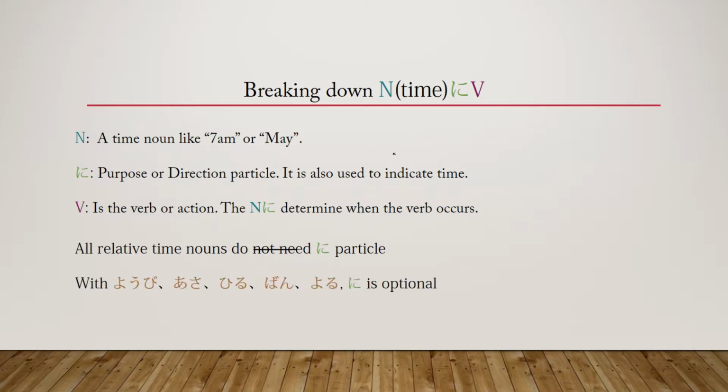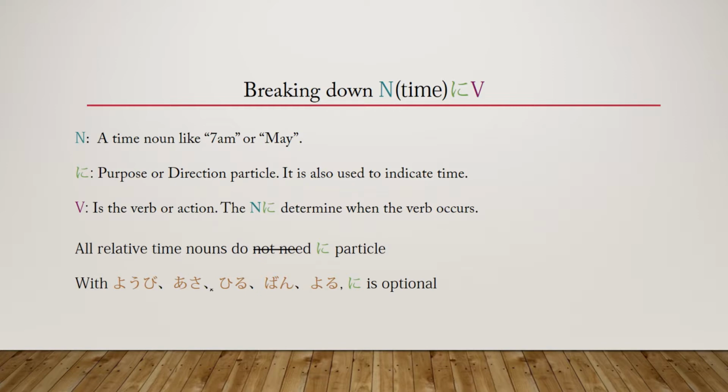And one other thing to note is that when you have yobi, like a day, like nichiyobi, doyobi, the ni is optional. So you can put it there, you can not put it there. It's fine both ways. It sounds perfectly fine both ways. And also if you have other things like asa, hiru, ban, and yoru, those are usually like the morning, the afternoon, the evening, that is also where the ni is optional.